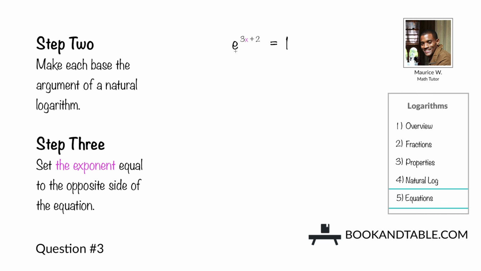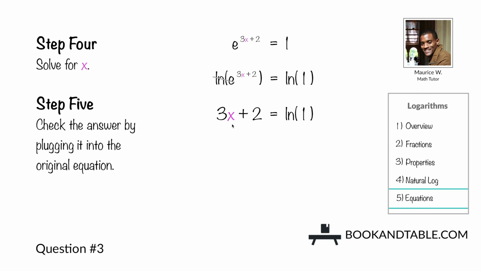So step 2, we want to make each base the argument of a natural logarithm. So that would give us the natural log of e to a power of 3x plus 2 is equal to the natural log of 1. And the natural log and e on the left side cancel each other out, which allows us to set the exponent 3x plus 2 equal to the opposite side of the equation, the natural log of 1. And now we can solve for x here.